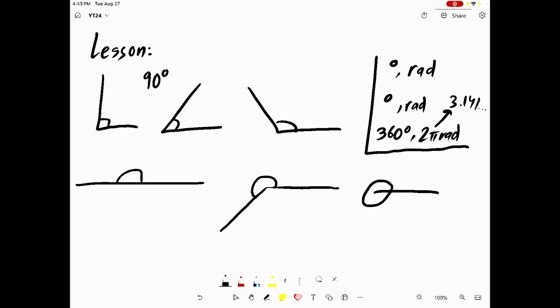Alright, for our second one, this is called an acute angle. And this is from 0 to 90 degrees. And for our third one, we have 90 degrees to 180 degrees. Not the temperature unit, the angle measurement unit, degrees. So that's the obtuse angle, and that's called an obtuse angle.